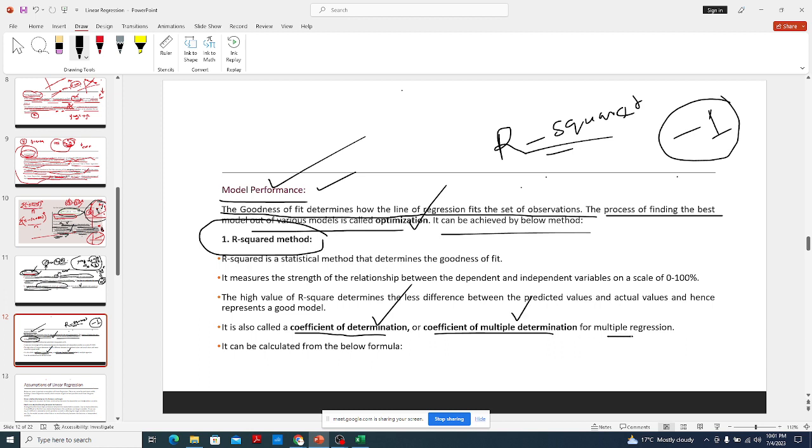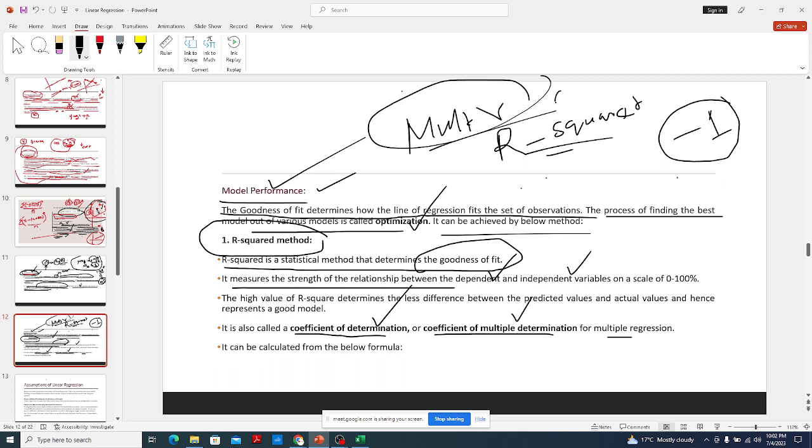Under multiple linear regression, R squared is a statistical method that determines the goodness of fit. It measures the strength of the relationship between the dependent and independent variables. We shall come to something we call multiple R. Multiple R here is basically the correlation of the two variables, and it measures them on a scale of 0 to 100 or from 0 to 1.